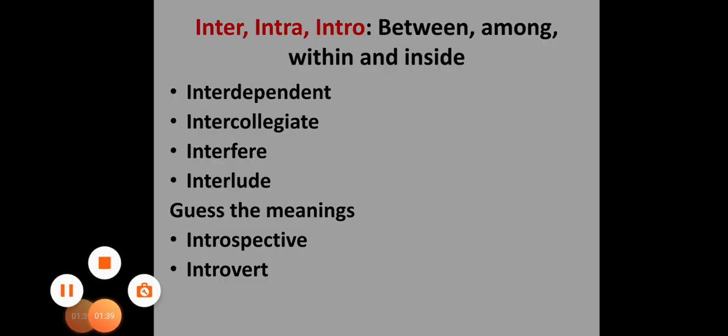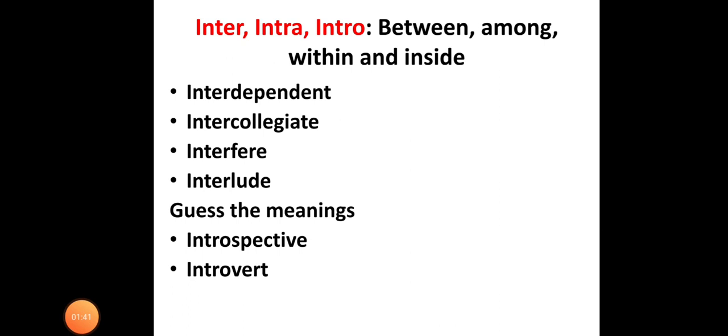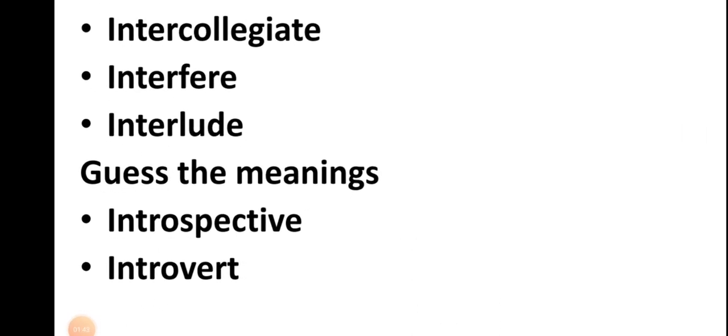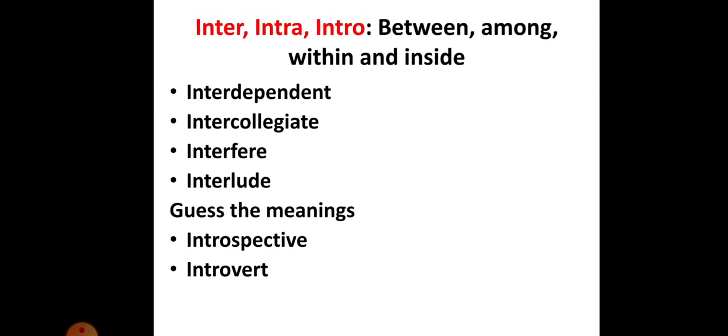Done. So now can you guess the meanings of introspective and introvert? Introspective and introvert both have intro as a root, which actually means between, among, within. Here you can take within as its root. Introspective actually means tending to think a lot about your own thoughts, feelings, etc. For example, there were a lot of family problems for Ravi, and he became increasingly introspective. That means this man started thinking a lot about his own thoughts and feelings.